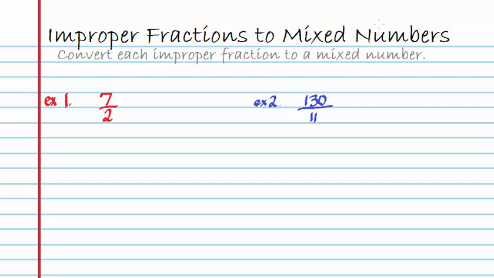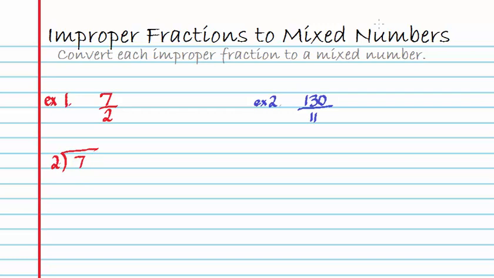To convert an improper fraction to a mixed number, our first step is to do long division. So I'm going to rewrite 7 over 2 as 2 divided into 7. How many times does 2 go into 7?